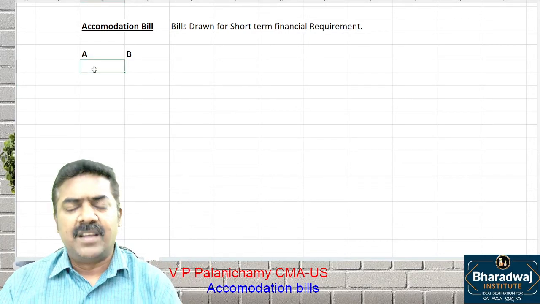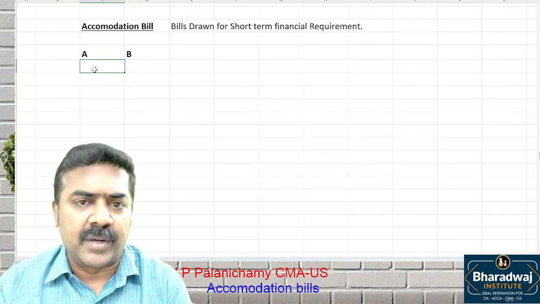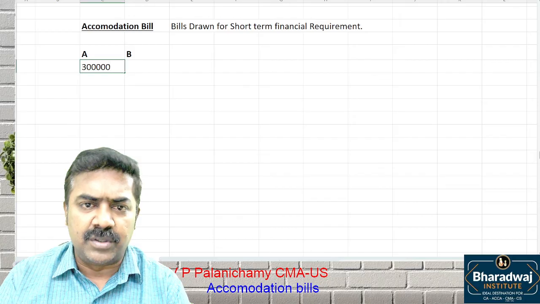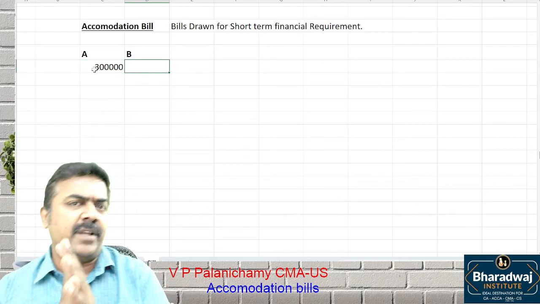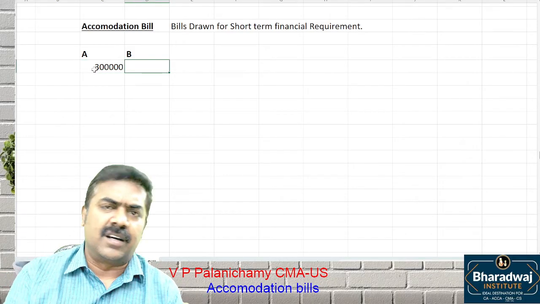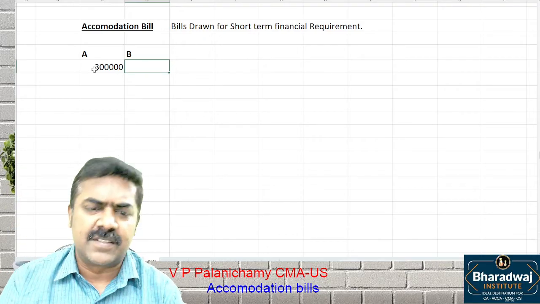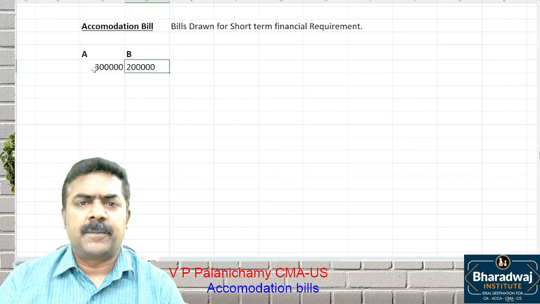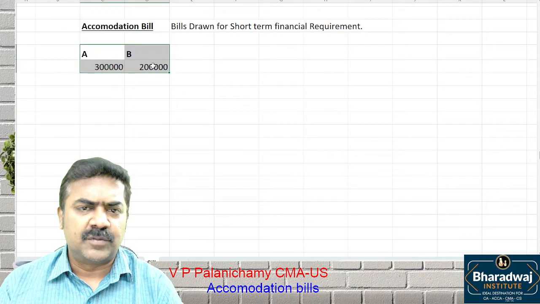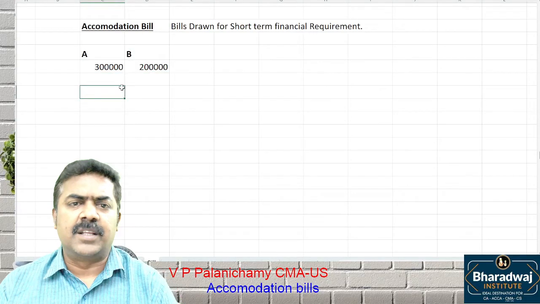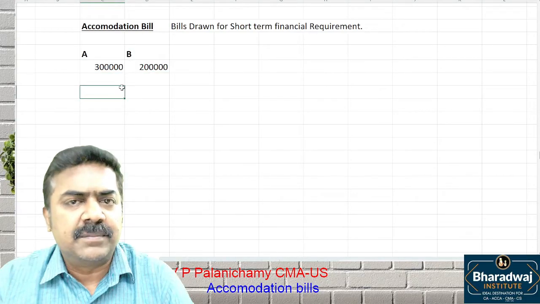For a short-term financial requirement, you need around 3 lakhs. Around 3 lakhs you need for buying stock or paying your expenses in the short run for about 2-3 months. I need about 2 lakhs. What to do for short-term financial requirement? How to get the money?